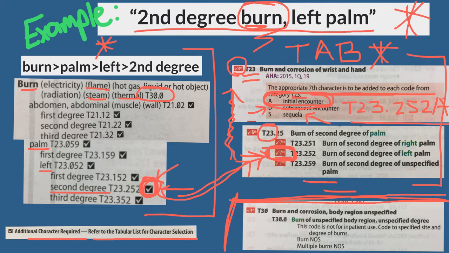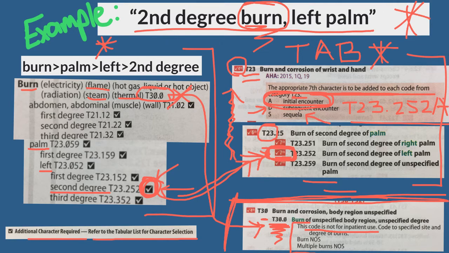T30.0. Now when we go find this in the tabular list, note there was no check mark here in the alphabetic index, and there's no note here in the tabular list. So we know we're okay here with these 4 characters. But even though the alphabetic index did not tell us to find additional characters, we still need to follow the ACT rule. So even though we have all of the characters coming directly from that alphabetic index, please note that there are also some notes here to take into consideration, such as this code is not for inpatient use.